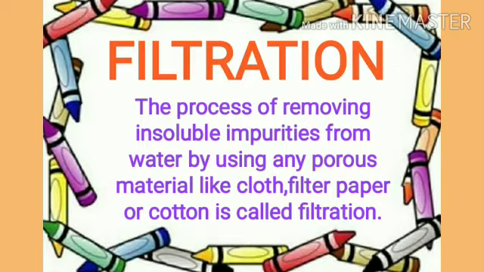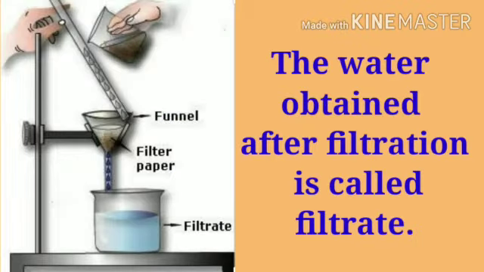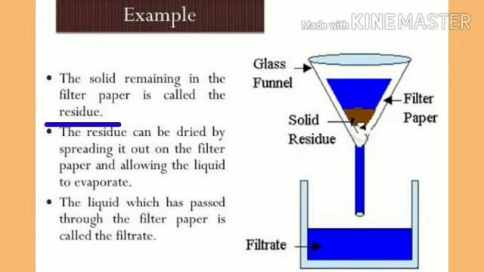Even after sedimentation and decantation, some floating insoluble impurities float in water. We use this third method called filtration for this. The process of removing insoluble impurities from water by any porous material like cloth, filter paper, or cotton is called filtration. The water obtained after filtration is called filtrate. The solid remaining in the filter paper is called residue.